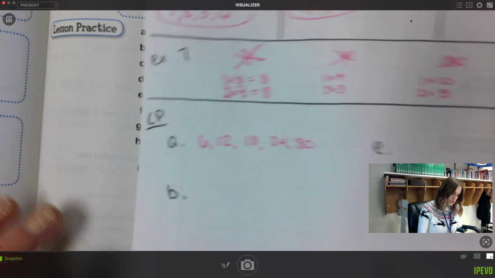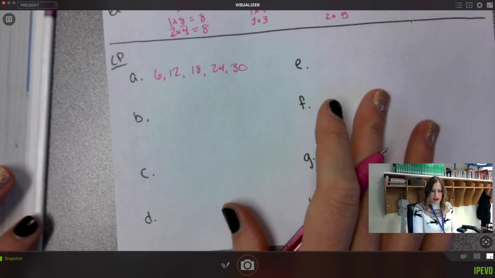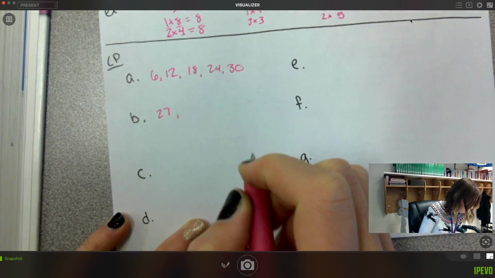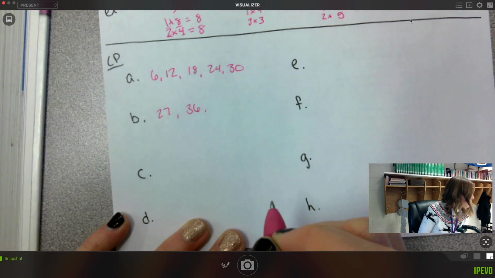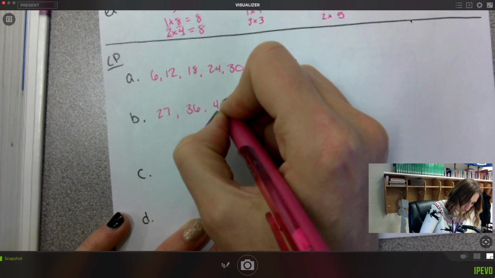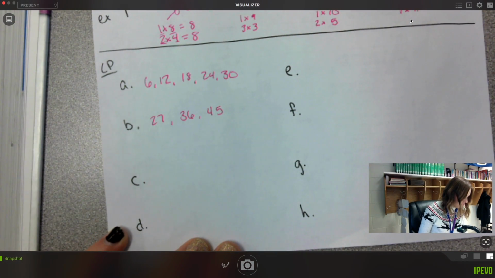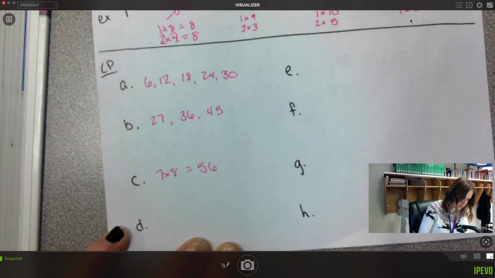B says list the third, fourth, and fifth multiples of 9. Well, 3 times 9 is 27. The fourth multiple, 4 times 9, is 36. And the fifth multiple, 5 times 9, is 45. C, what is the seventh multiple of 8? Well, what's 7 times 8? 7 times 8 is 56.